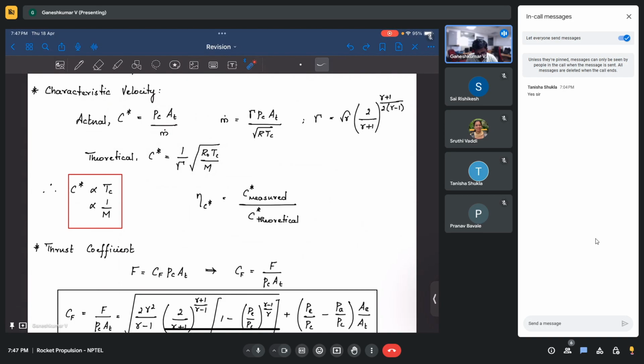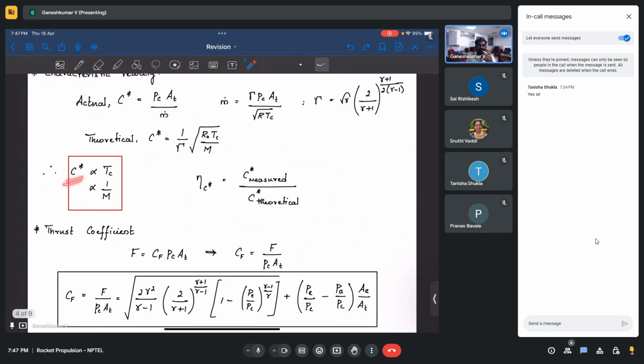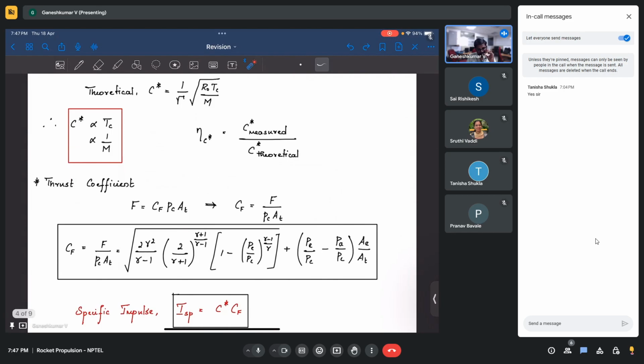Okay, but the C star is going to depend on the temperature of your combustion products and the molecular weight of your combustion products. That is what it is dependent on. And since it deals with combustion temperature and molecular weight, it is basically giving you an idea of the performance of the combustion chamber.